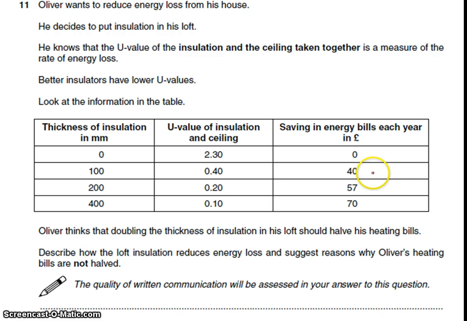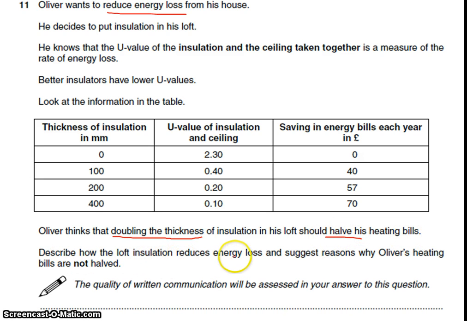The next question is our 6-mark question, and again this is around the topic of heat, and it's about reducing energy loss. So Oliver knows that the U value of the insulation in the ceiling is a measure of the rate of energy loss. He knows that the smaller this number, the better insulator it is. Now the question says that Oliver thinks doubling the thickness of insulation will halve his heating bills.